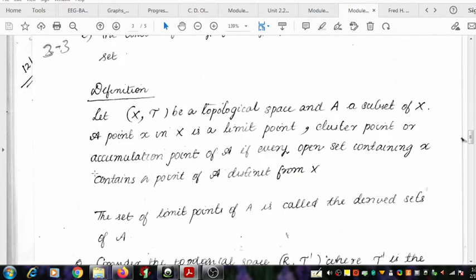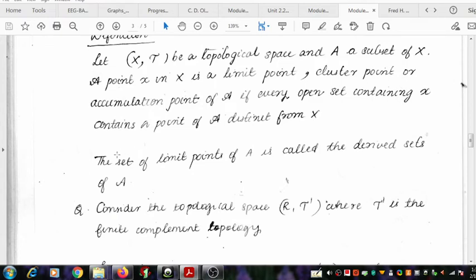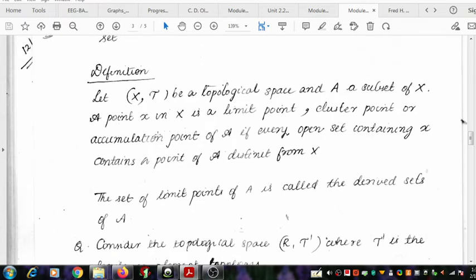Okay, next we have the definition. We define the limit point. We have to define limit point and the cluster point, or limit point or cluster point or accumulation point. All the three are the same concept, but different names are used to represent the same concept, the limit point.